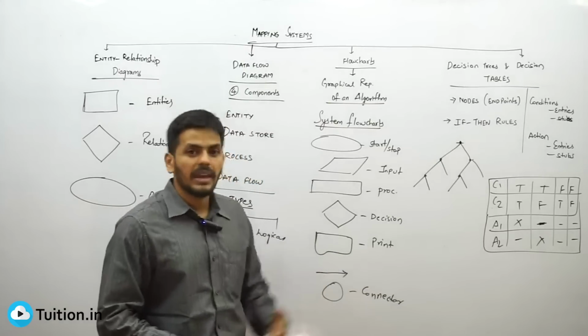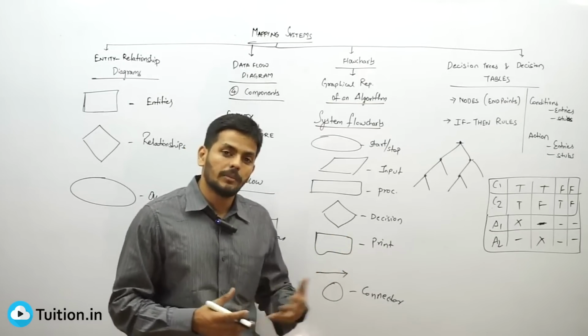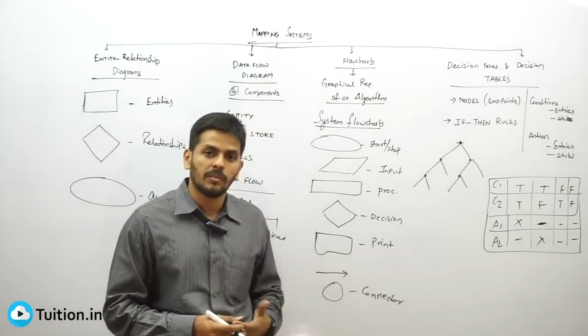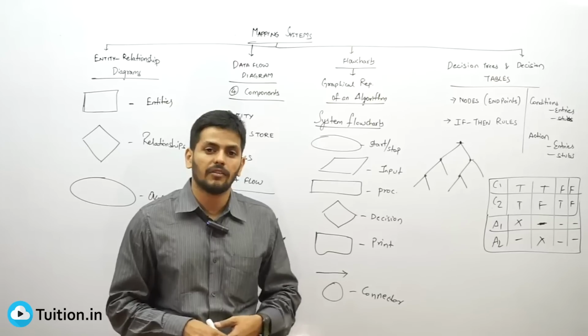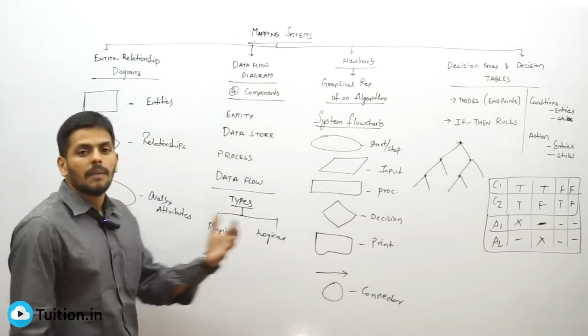Then we moved on to BPA, where we discussed the benefits and risks of BPA. Then in topic number 2, we discussed the 3 theories of Six Sigma, total quality management, and of course business process re-engineering, and this being the last topic where we discuss the mapping systems.